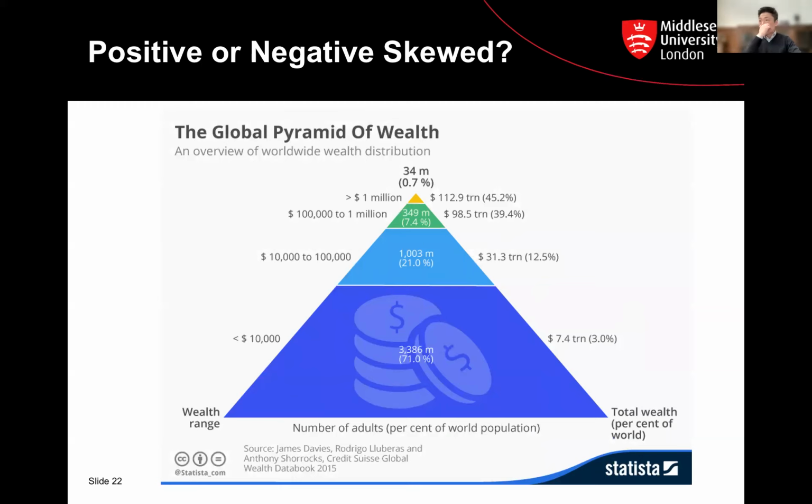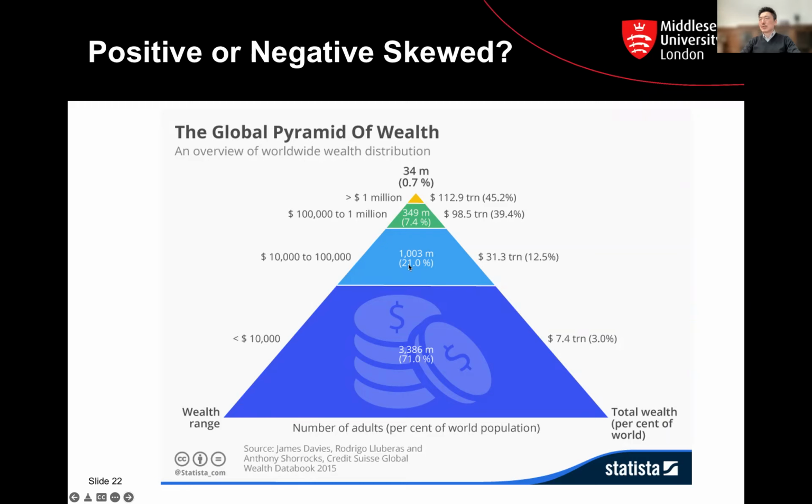Okay, and so this is a kind of wealth distribution. This is like the global wealth pyramid. At the bottom, you have lots of people whose income is less than $10,000. I assume that's per year. And then further up, you have a much smaller portion of people. Population-wise, this is 71%.